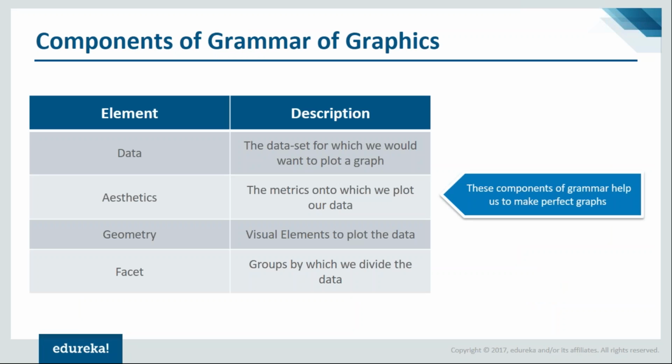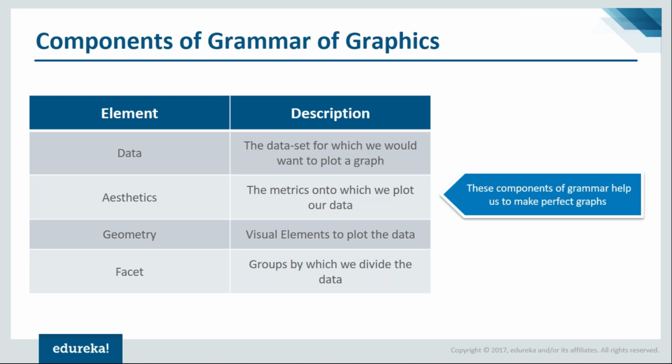So let's look at the components of grammar. We have data, aesthetics, geometry, and facet. Prior to plotting, we need to select a data set, and this is the component data. After selection of the data set, we need to plot the data columns onto the aesthetics. Simply speaking, aesthetics are the scales onto which we plot our data. So we've selected the data, we've mapped the data onto the aesthetics. Now it's time to select a geometry. Examples of geometry would be box plot, scatter plot, histogram, and so on.